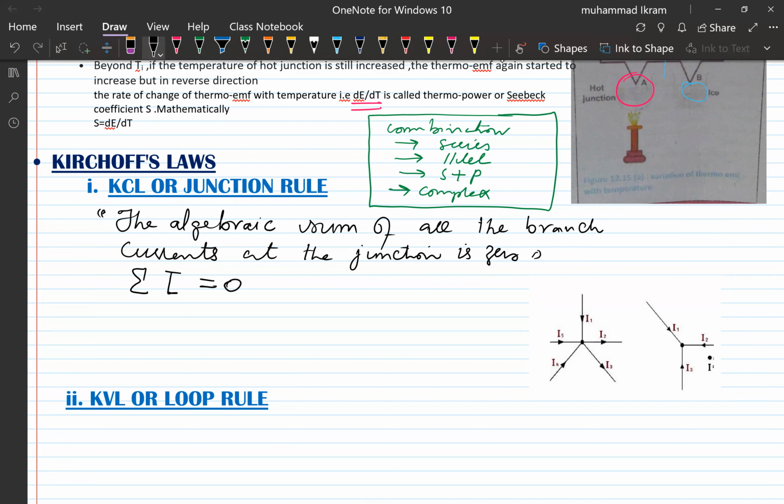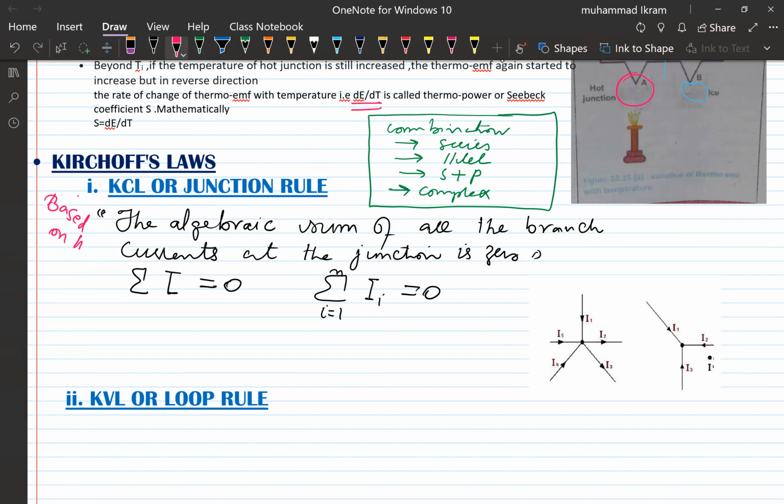For this summation, let me write it like this. For example, if you have n branches, the sum of I from 1 to n will be equal to 0, right? This is based on the law of conservation of charge.